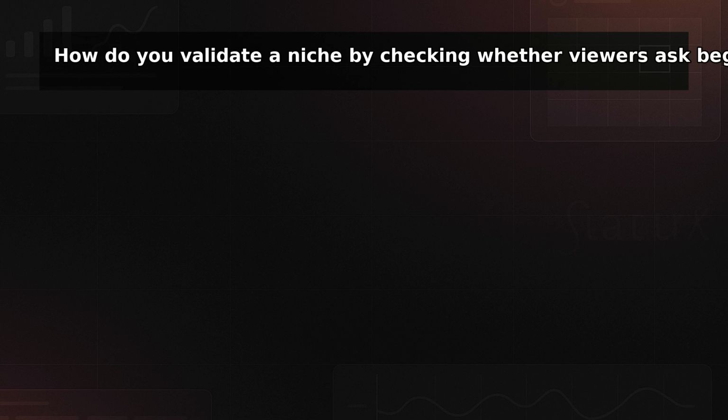I get this question all the time. Deven, how do you validate a niche by checking whether viewers ask beginner and intermediate versions of the same question? Use what I call the question ladder test.